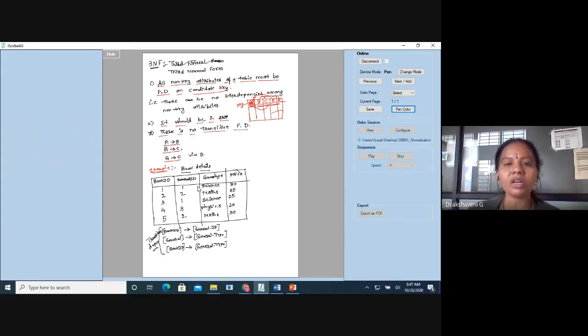But this should not be there in the table. So it is similar: this is A tends to B, this is B tends to C, and this is A tends to C. So this we call a transitive dependency. So this should not be present in any table.